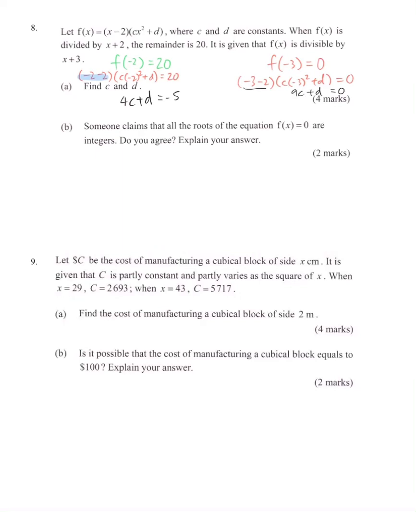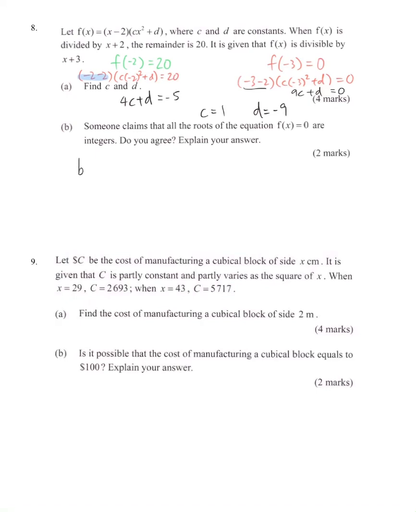Then using simultaneous equations, or your elimination method or substitution method, you can get what c and d are. So if I use program 1, I'll put in 4, 1, negative 5, and then 9, 1, and then 0. So you get c is 1 and d is negative 9. So those are the 2 things we are given.